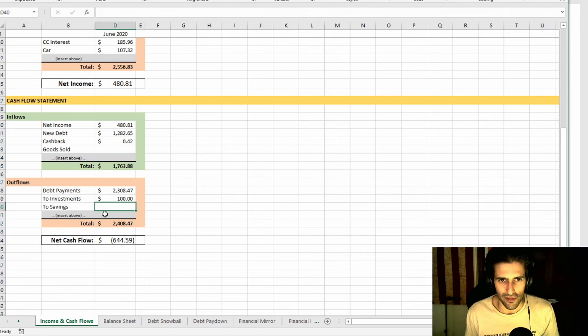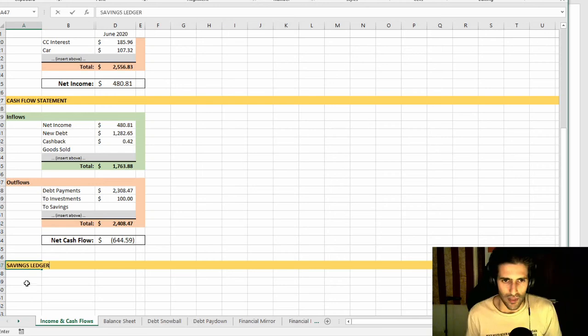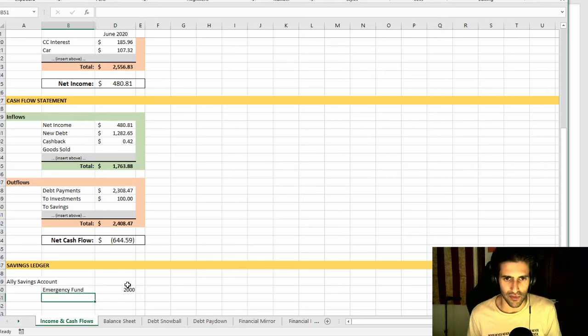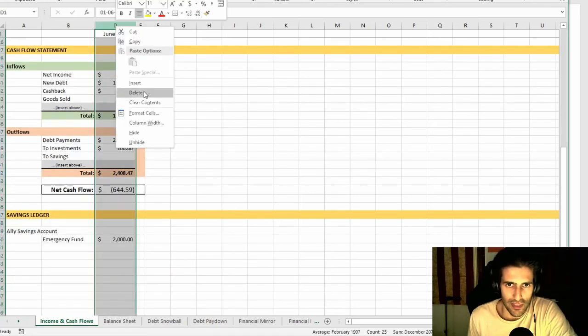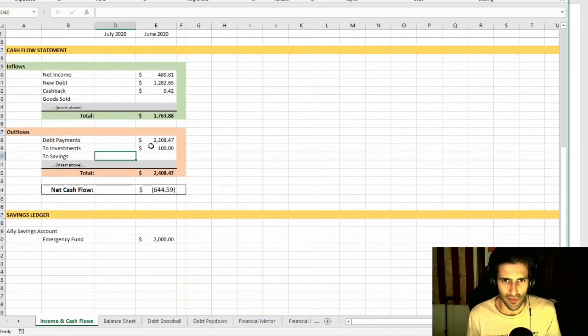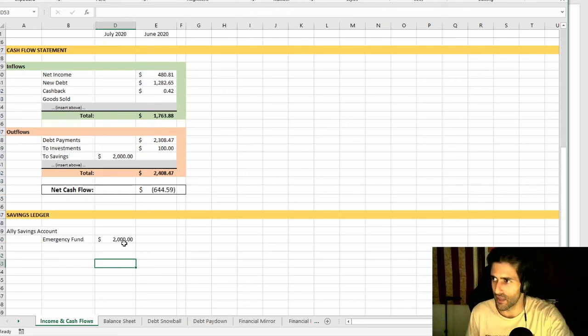So when I go over here, I'm going to add this to savings, and now I'm also going to add a savings ledger. On the savings ledger, I'm going to write down the things that I'm going to be saving for. So why not put Ally savings account, and inside the Ally savings account, I have an emergency fund. And the emergency fund currently has $2,000 in it. Actually, let's add July right now and do a live example. So this is in July, right? What happened in July was $2,000 went to savings, and that $2,000 went into the emergency fund right there. So that's how it's going to work in the future.